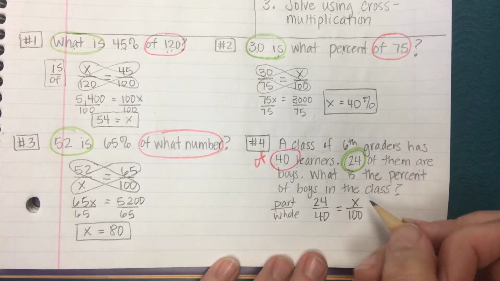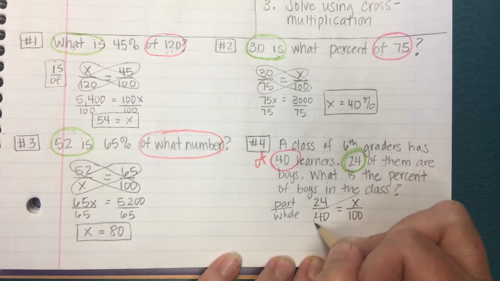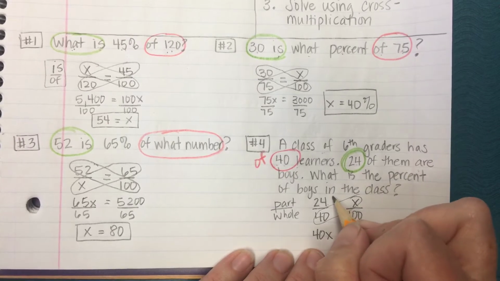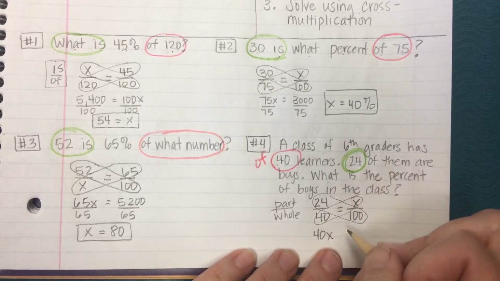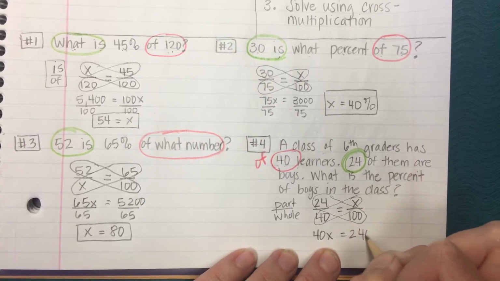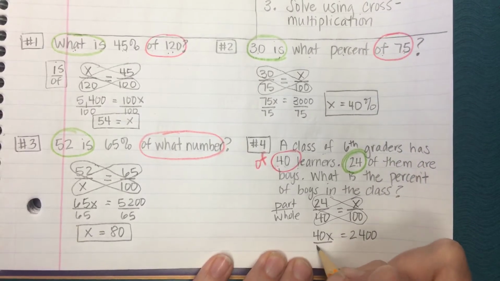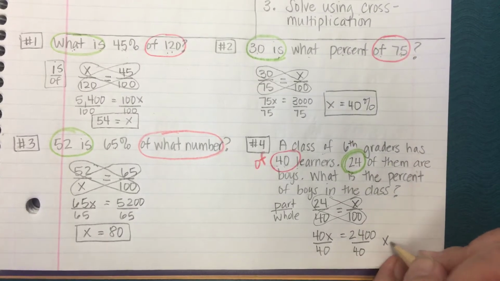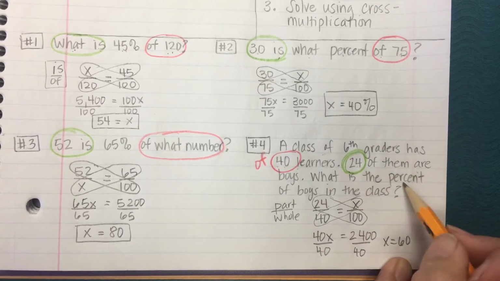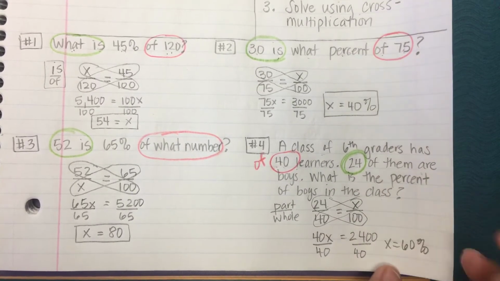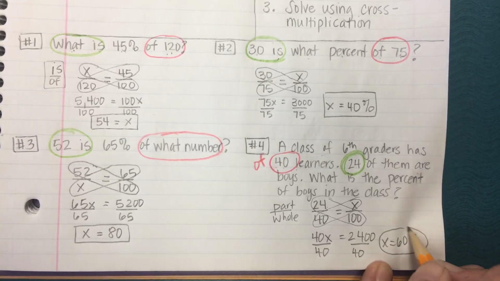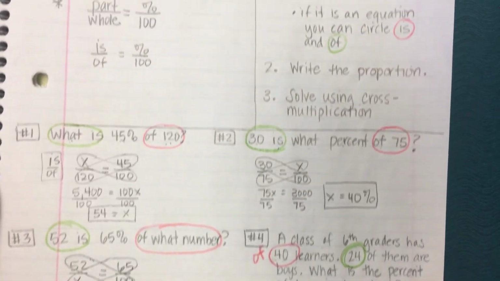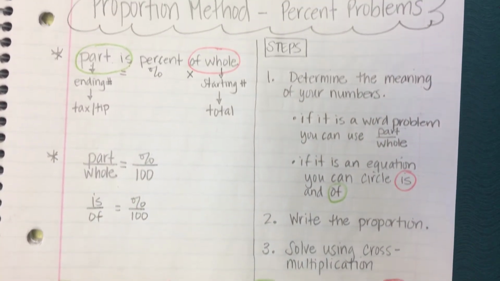So now I go ahead and cross multiply. I get 40 times X is 40X. And 24 times 100 is 2,400. When I divide both sides by 40, I get X is 60. And since I'm looking for percent, it is 60%. And that is my answer. And that is how you find percent problems using the proportion method.